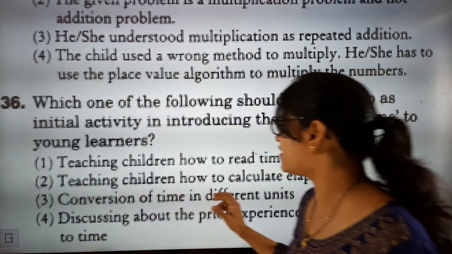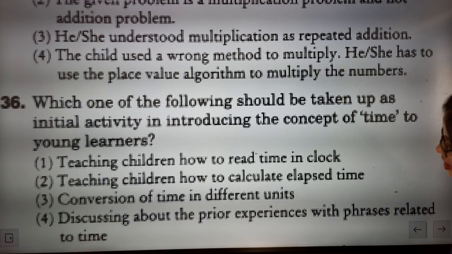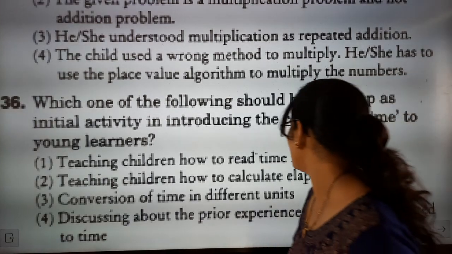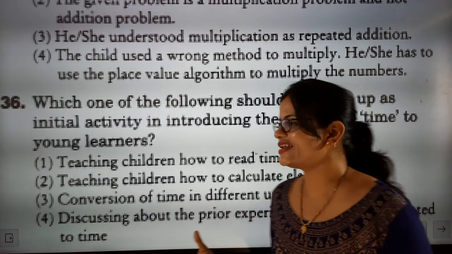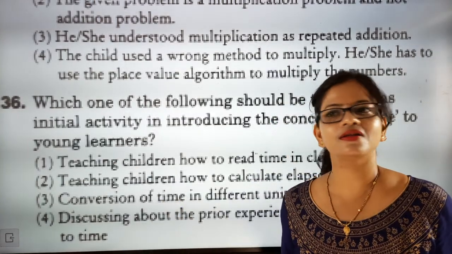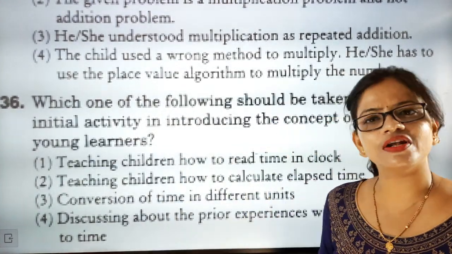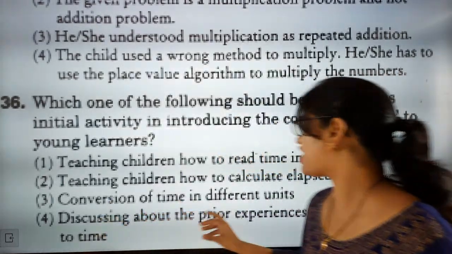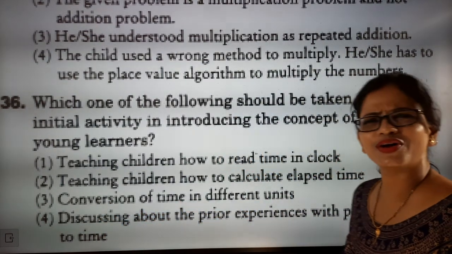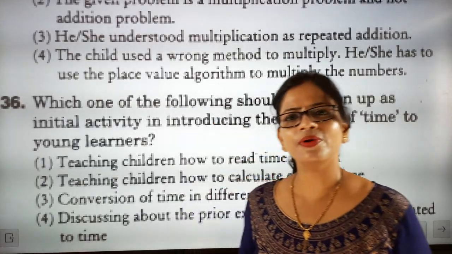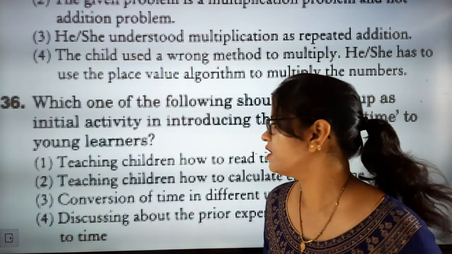Now teaching children how to calculate elapsed time. Calculating elapsed time is like, a learner is learning for the first time and you are telling that, hey, this is that time, that is that time. So the child will get confused. Conversion of time in different units. Why are we going to convert time in different units? It will be done when you go to the 2nd or 3rd level.